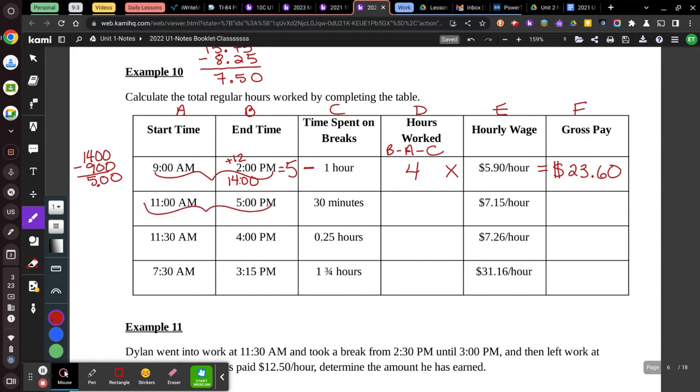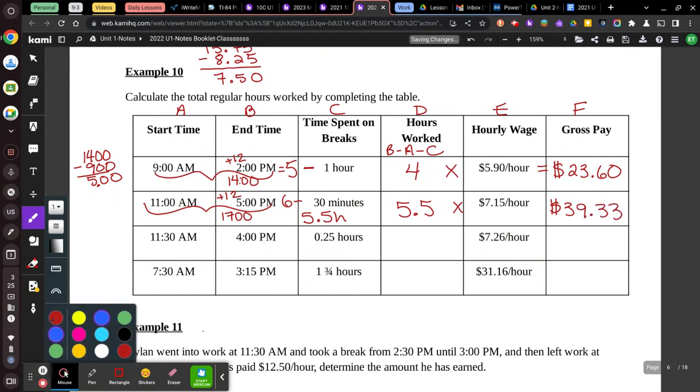We're going to do the same thing with the next 3 questions. We're going to find out how much time has gone by. So we're going to take 55 and add 12. Okay, so that's going to be 17. So 1,700 minus 1,100, that's going to give us 6 hours. So I have 6 hours minusing 30 minutes. That's going to give me a total of 5.5 hours. So I get 5.5 hours times by my hourly wage, and that's going to give me $39.33.